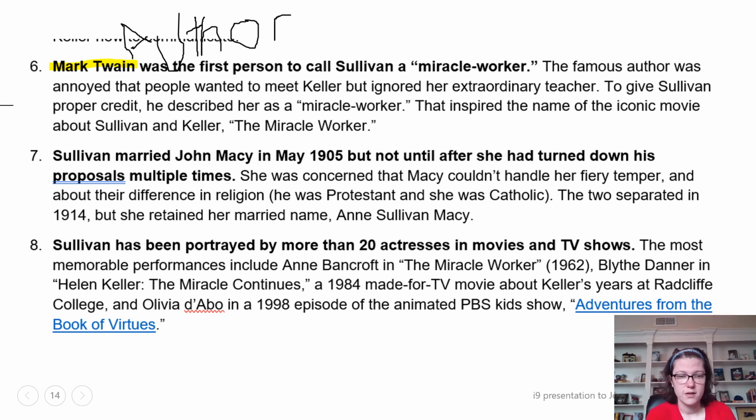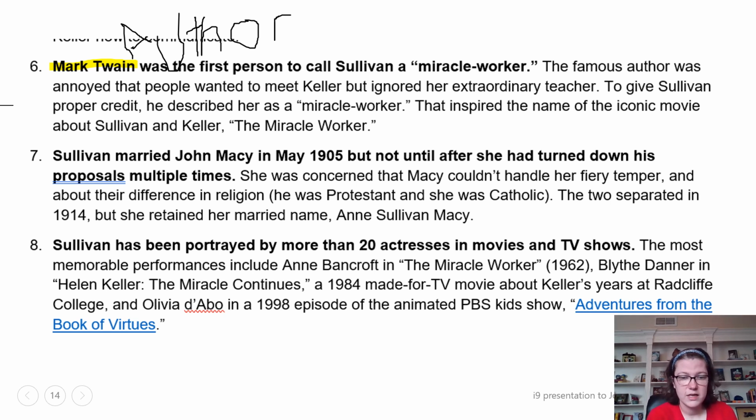Sullivan married John Macy in May 1905, but not until after she had turned down his proposals multiple times. She was concerned that Macy couldn't handle her fiery temper and about their difference in religion. He was Protestant and she was Catholic. The two separated in 1914, but she retained her married name, Anne Sullivan Macy. So her love life was a little difficult, we can see.